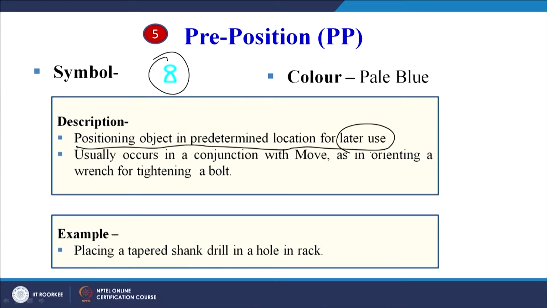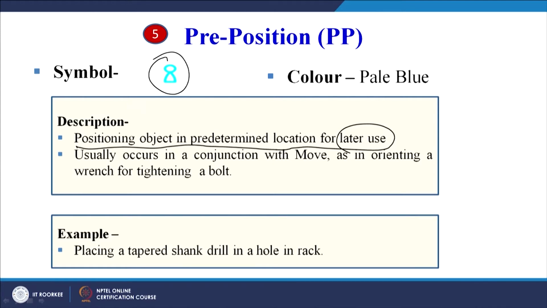The later use may be the fastening, but you are just positioning your wrench at a particular place around the head of the bolt. That is basically the preposition micro motion. Placing a tapered shank drill in a hole in a rack can be one preposition. Later you have to use it, but right now you are prepositioning it at a point.